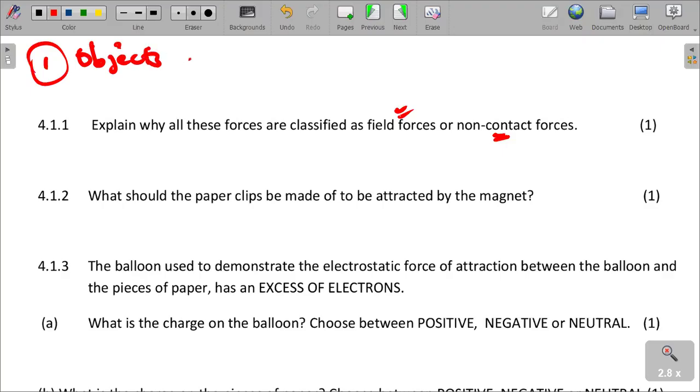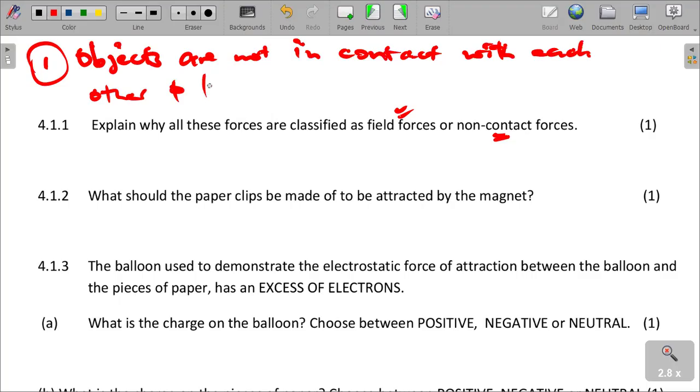The objects are not in contact with each other, and the forces are exerted over a distance.